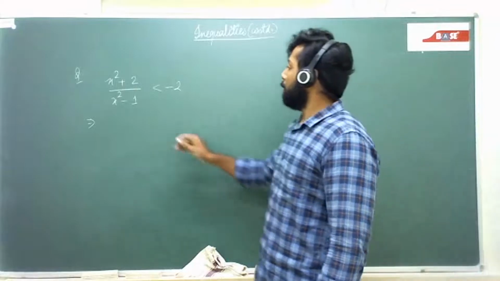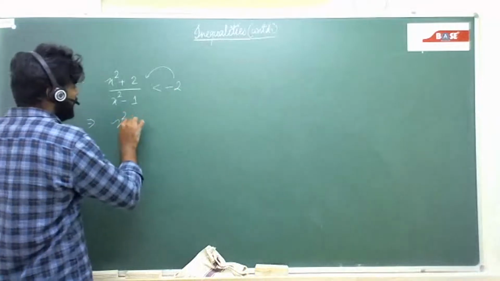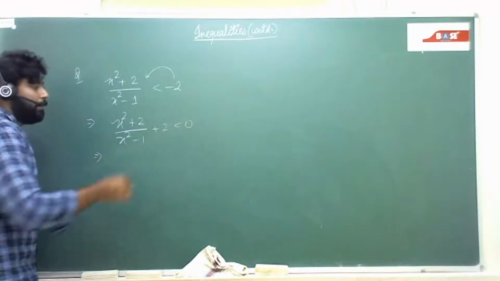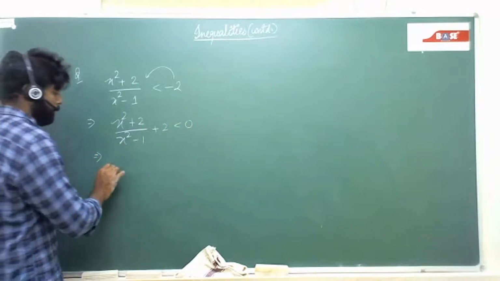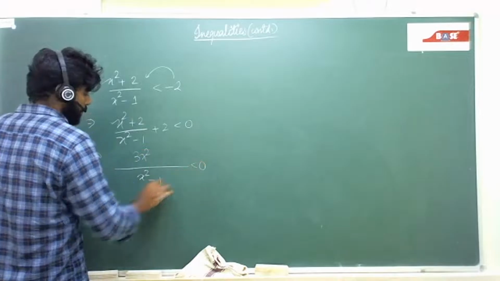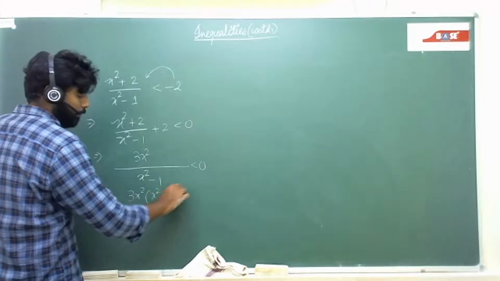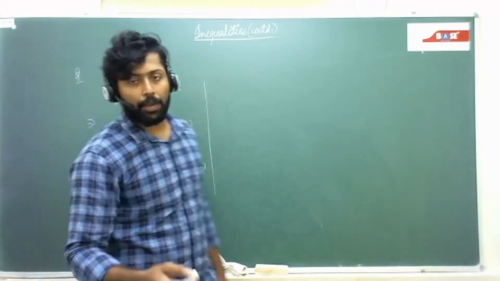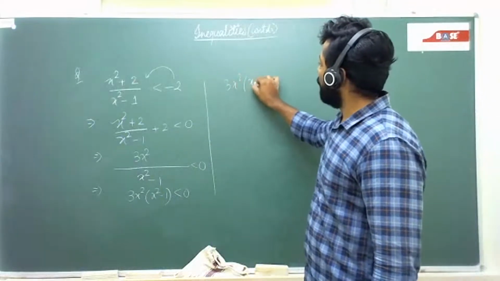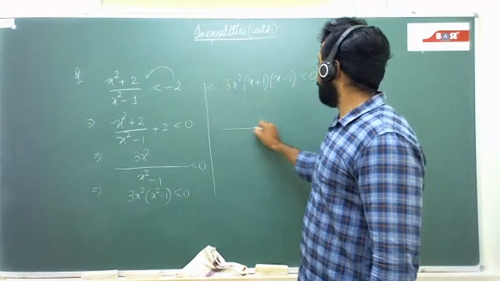So what we'll be doing here, we will transpose this one. So it will be plus 2 now. So we can write it like this, (x square plus 2) divided by (x square minus 1) plus 2 less than 0. So very clearly we can take LCM and manipulate it further. So I think we are getting here 3x square. Now after that is just wavy curve. So 3x square into (x square minus 1). x square minus 1, if you look at it, it's factorizable, so we can write it like this, 3x square into (x plus 1) into (x minus 1) less than 0.